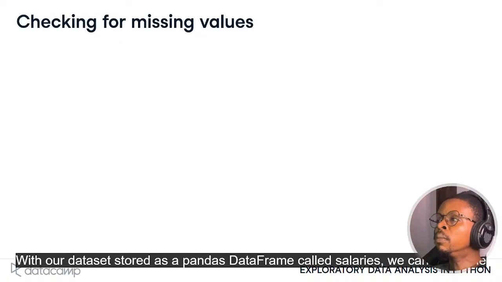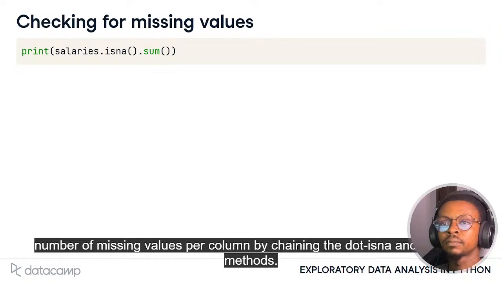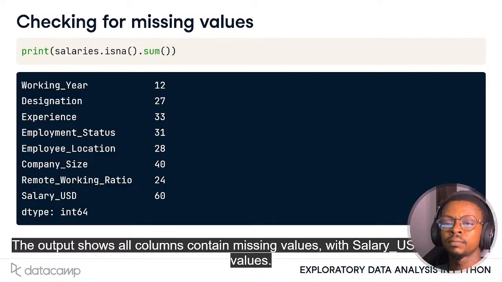With our dataset stored as a pandas data frame called salaries, we can count the number of missing values per column by chaining the .isna and .sum methods. isna refers to the fact that missing values are represented as NA in data frames. The output shows all columns contain missing values, with salary USD missing 60 values.